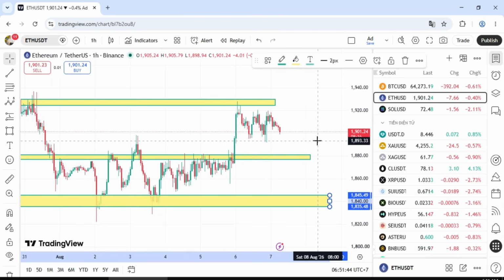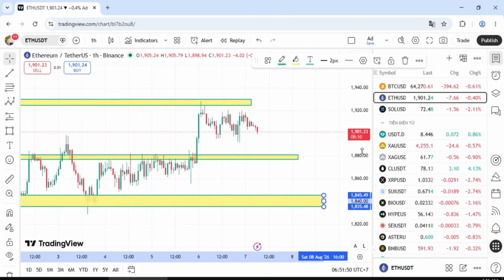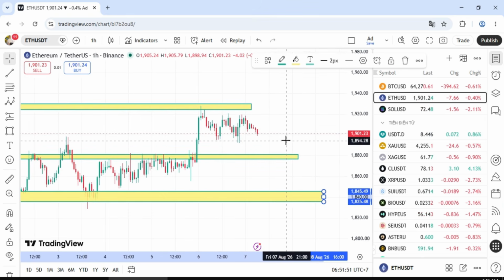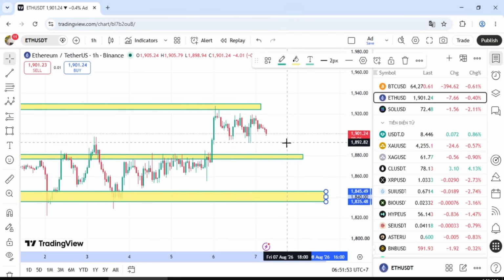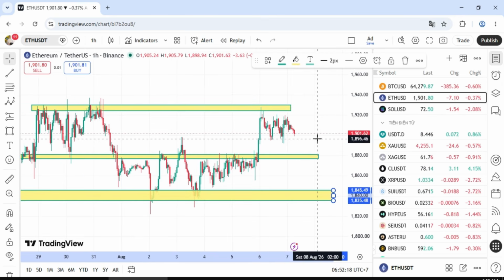When BTC rises, ETH almost always rises, and when BTC falls, ETH also falls. It's not always the case, but the probability is very high. So if BTC rises, ETH will rise, okay? And if BTC falls, ETH will fall. That is my analysis for this morning.